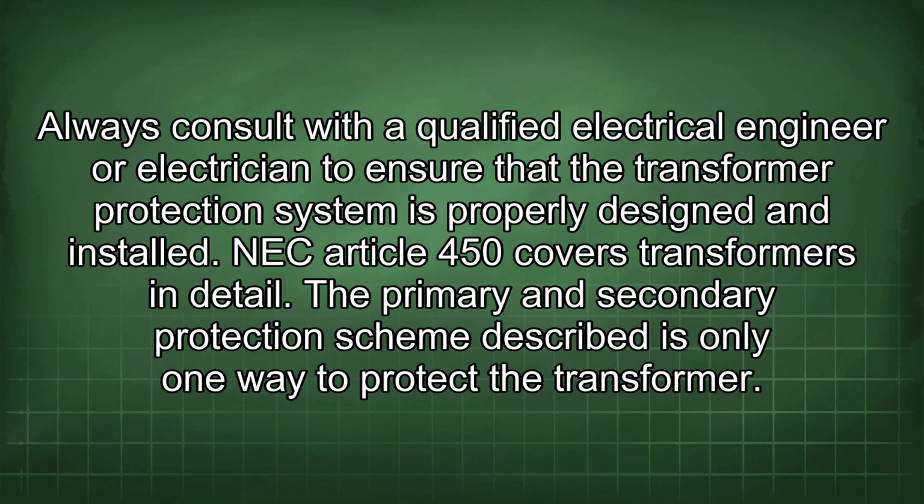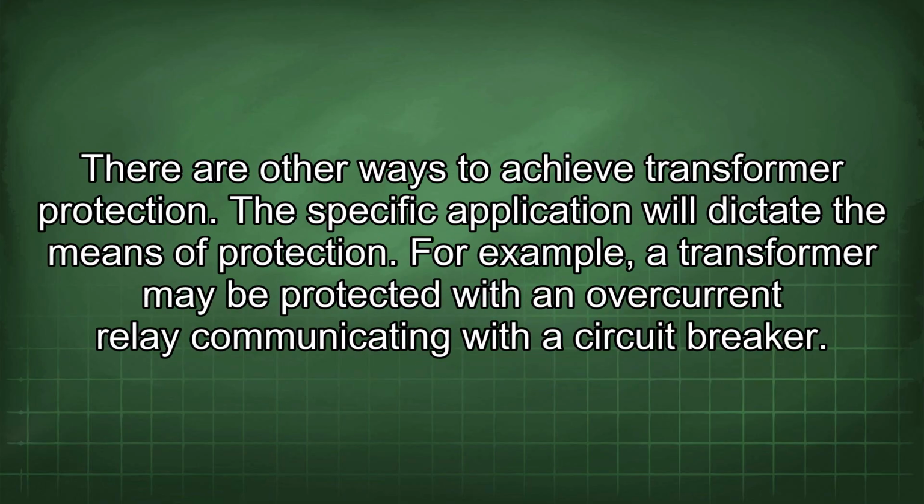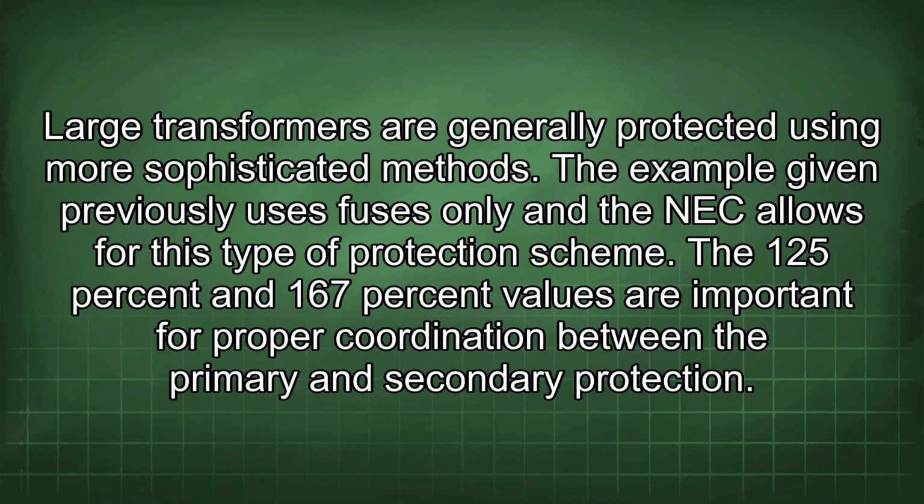The primary and secondary protection scheme described is only one way to protect the transformer. There are other ways to achieve transformer protection. The specific application will dictate the means of protection. For example, a transformer may be protected with an overcurrent relay communicating with a circuit breaker. Large transformers are generally protected using more sophisticated methods. The example given previously uses fuses only, and the NEC allows for this type of protection scheme.